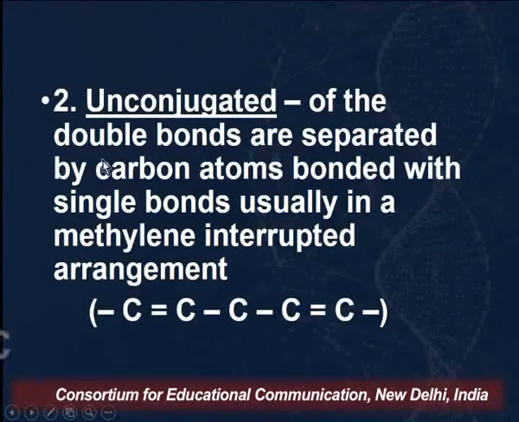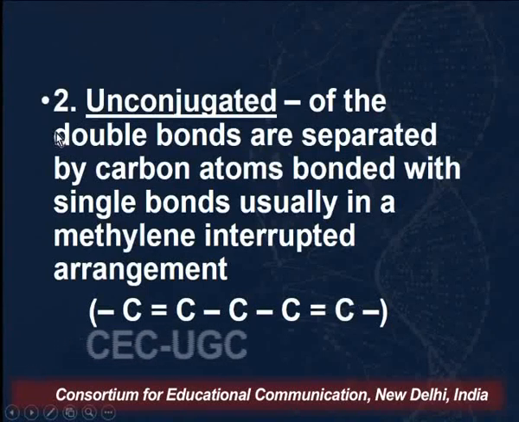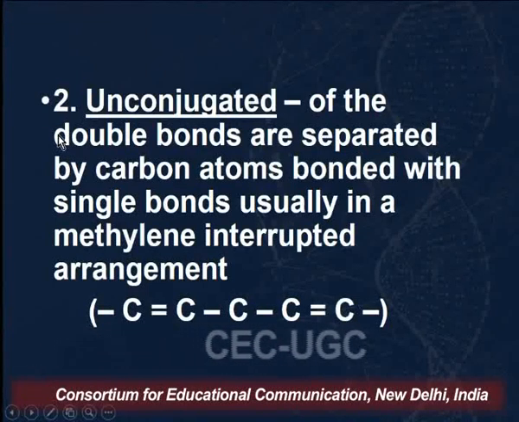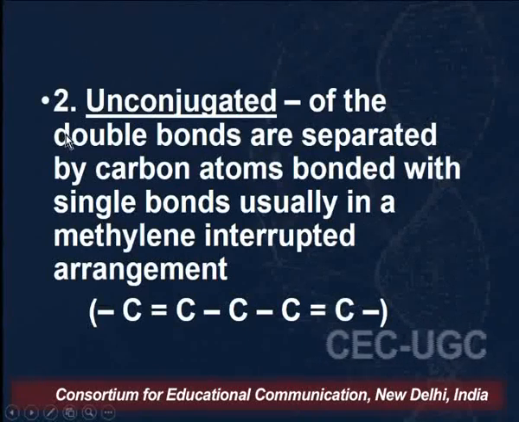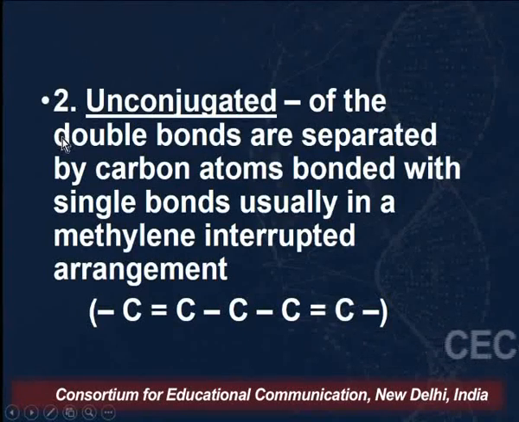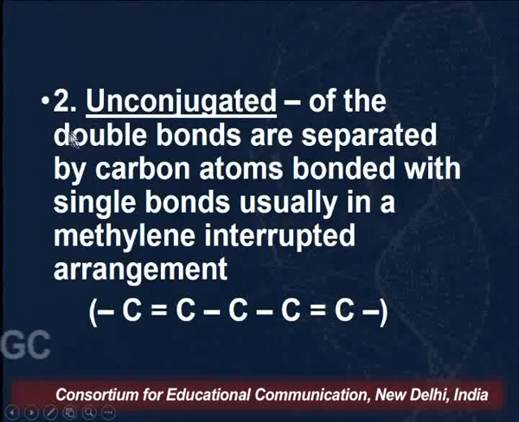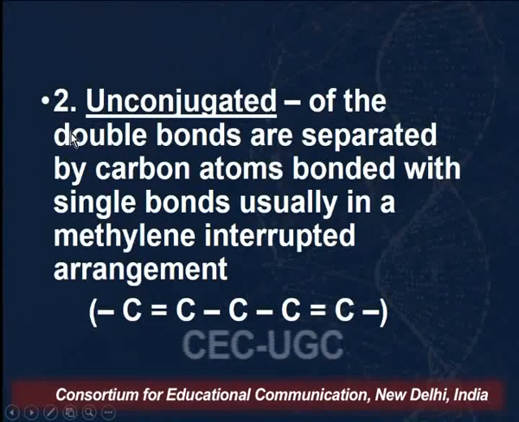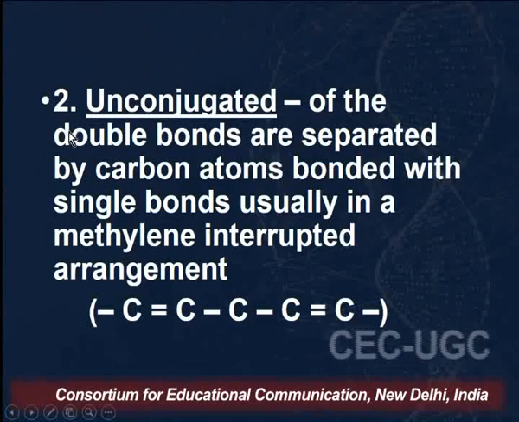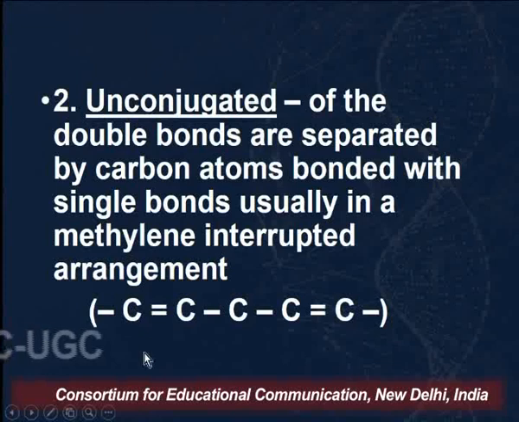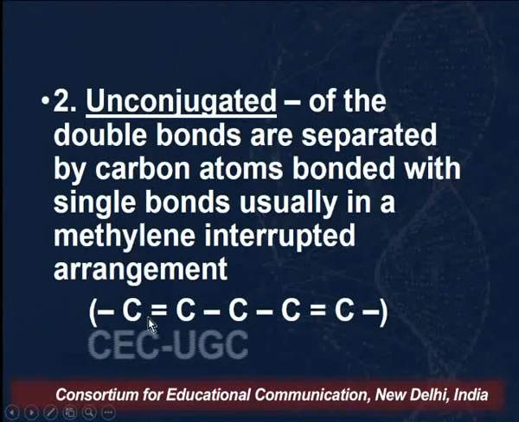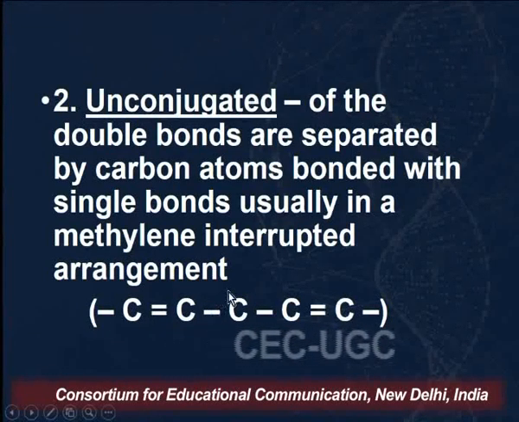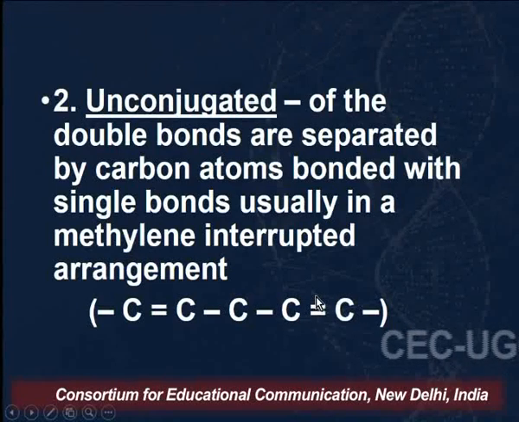Now we go on to unconjugated. What do we mean by saying unconjugated? That is, there is no conjugation, there is no alternate double and single bond. When we talk of an unconjugated double bond, we mean that the double bonds are separated by carbon atoms bonded with single bonds, usually in a methylene interrupted arrangement. So what you find is a double bond here, then a single bond, then again a single bond, and then a double bond.